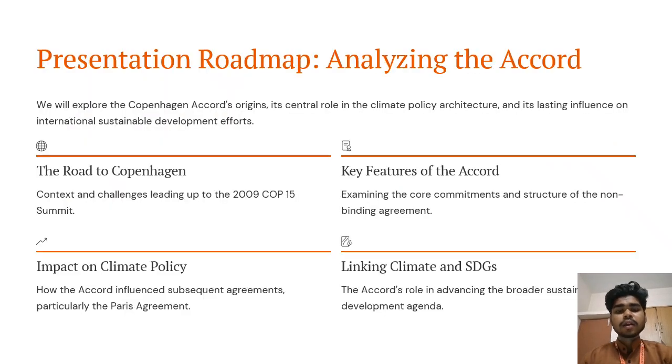We will explore the Copenhagen Accord's origins, its central role in the climate policy architecture, and its lasting influence on international sustainable development efforts. So, road to Copenhagen: context and challenges leading up to the 2009 COP15 summit. Key features of the Accord: examine core commitments and structure of non-binding agreements. Impact on climate policy: how the accord influenced subsequent agreements, particularly the Paris Agreement. Linking climate and SDGs: the accord's role in advancing the broader sustainable development agenda.